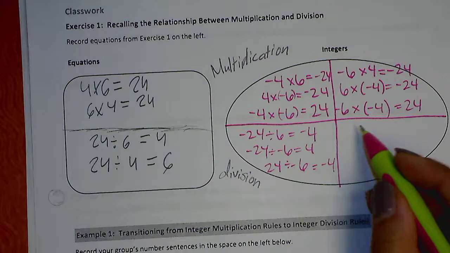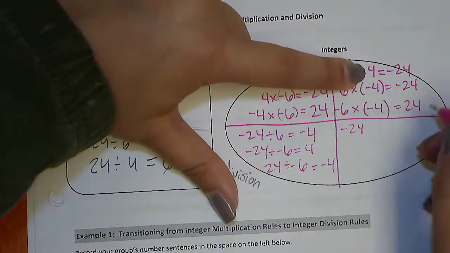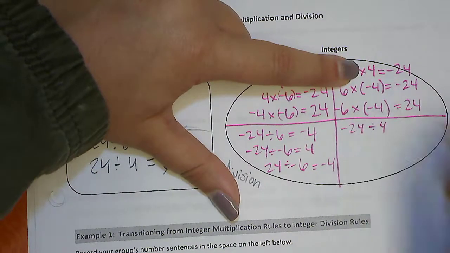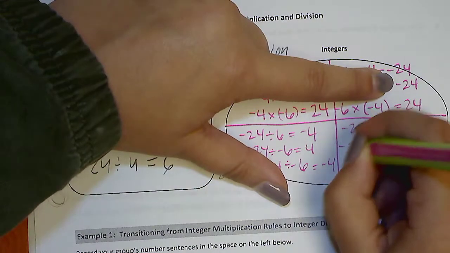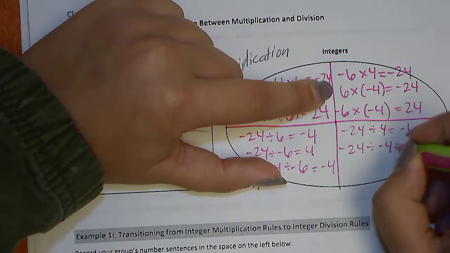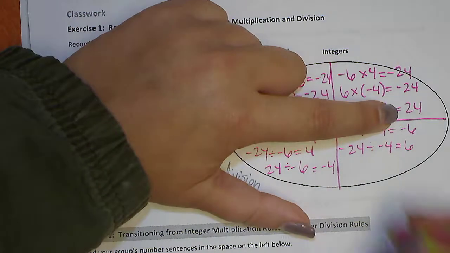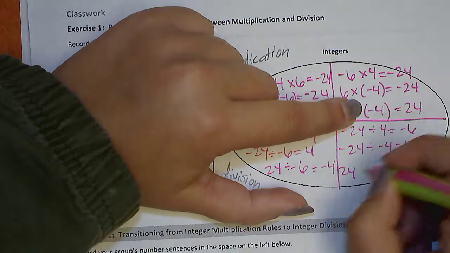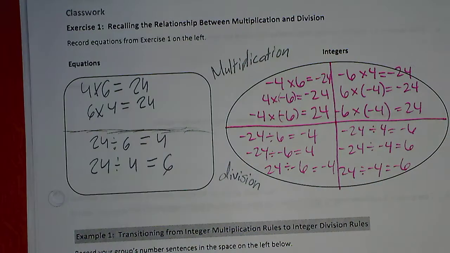Now I'm going to write my other ones. Looking at this equation, I flip it around. Negative 24 divided by positive 4 is negative 6. Negative 24 divided by negative 4 is positive 6. And positive 24 divided by negative 4 is negative 6. Make sure you get all of those written down, and then you're about to do that for your equations.